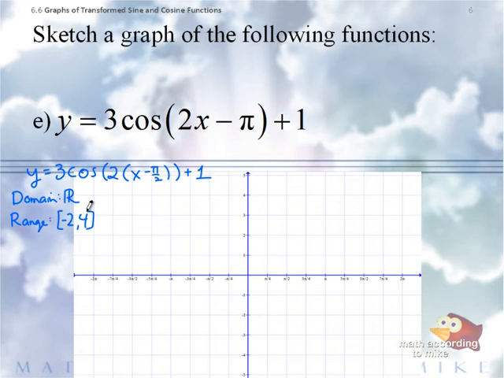Okay. How about phase shift? How far, what direction? What's our C over B? Pi over 2 in what direction? Right. Good. What else could I possibly ask?